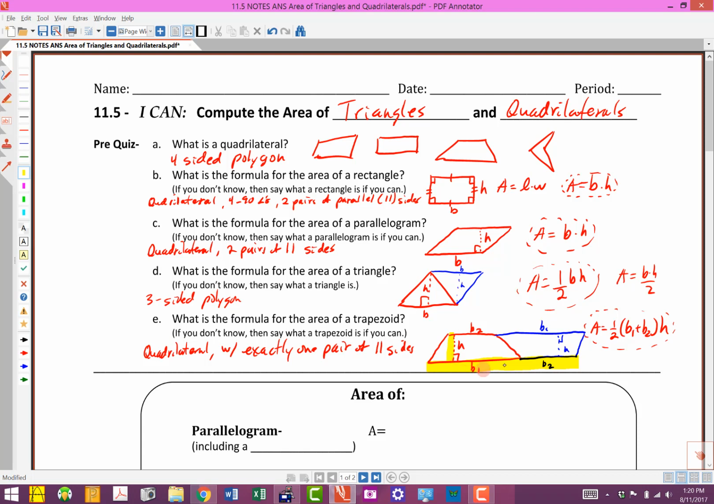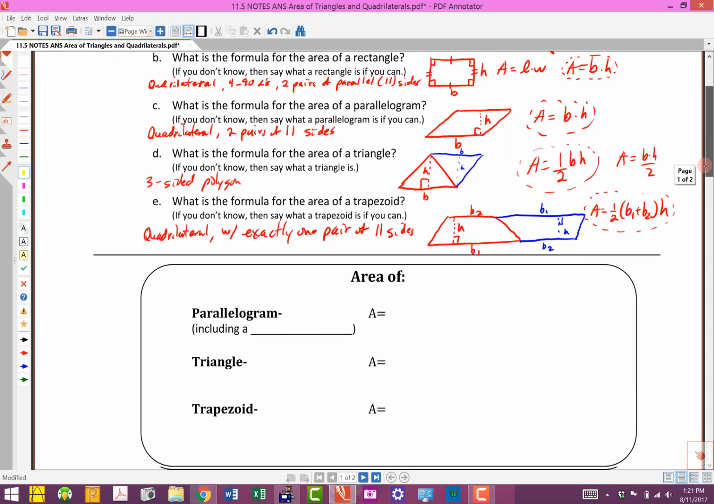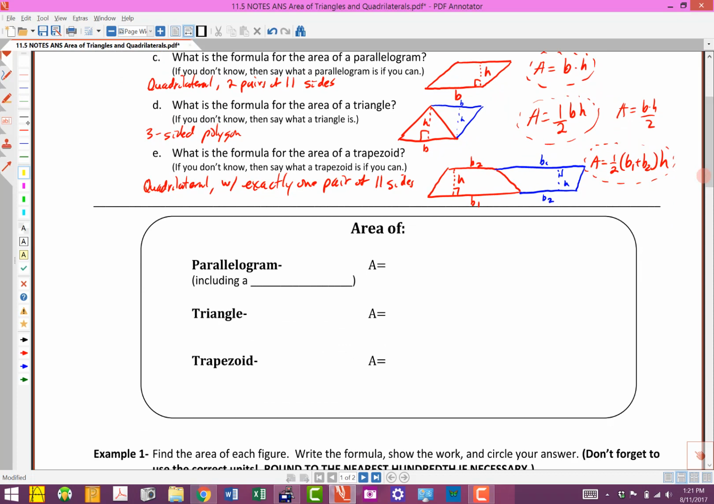So B1 plus B2 would be the base, so we'd add those together, multiply it by the height, and then the reason we have the 1/2 there is because we don't want the entire parallelogram, we only want half of it, we only want the red half. So that's why the formula works out the way it does. Now, we've had a big discussion on this pre-quiz right here. Now let's just go ahead and write these down.